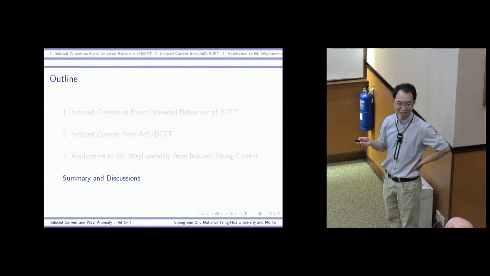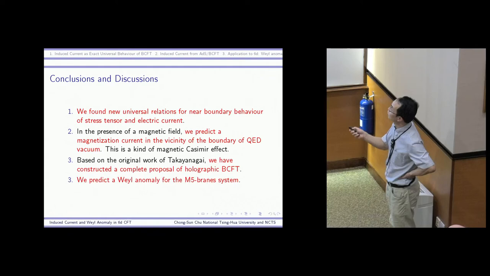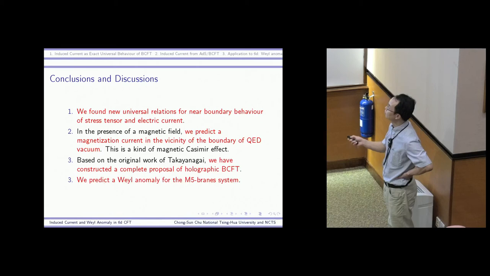We have found a new universal relation between some boundary behavior, like stress tensor or electric current, with anomaly. And in the presence of a magnetic field, we predict a magnetization current in the vicinity of a boundary of QED vacuum. So this is like a magnetic Casimir effect. We have completed the proposal of Takayanagi for holographic BCFT. So now the proposal can work for any shape of a boundary. And we also make a prediction about the Weyl anomaly for the M5 brane system.